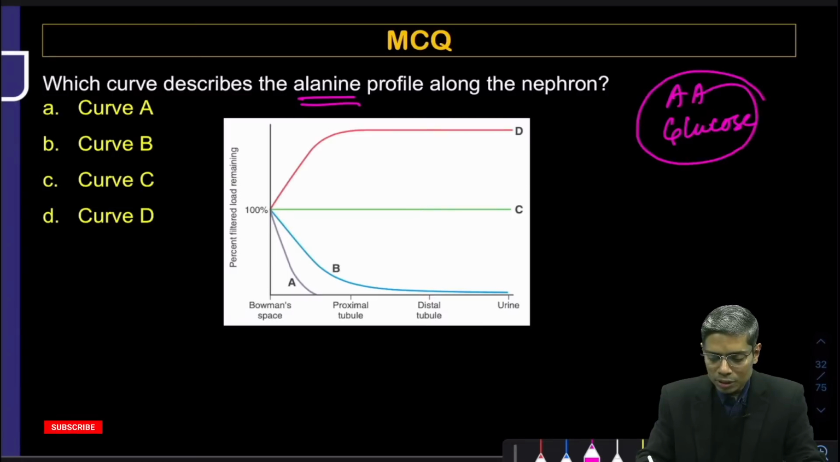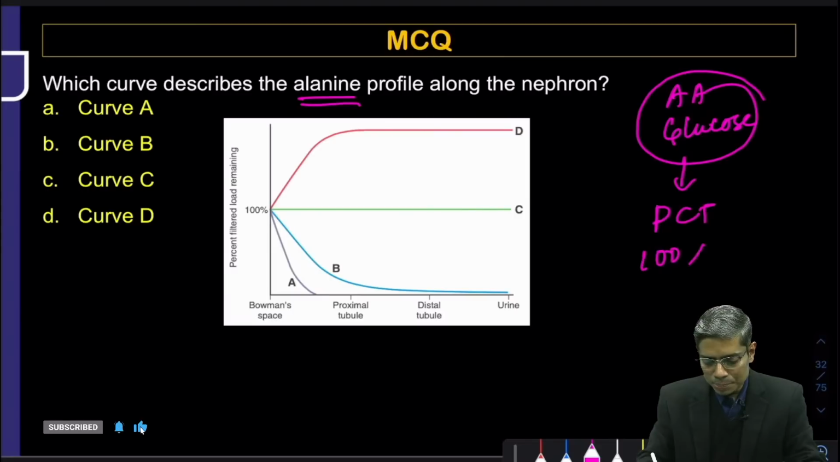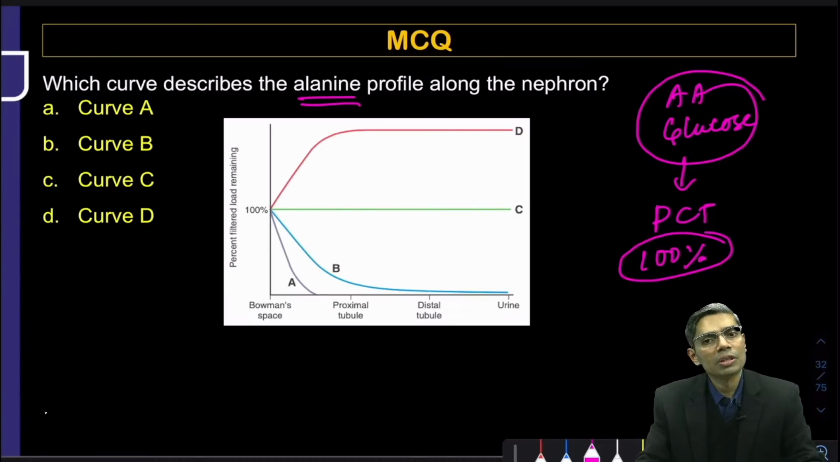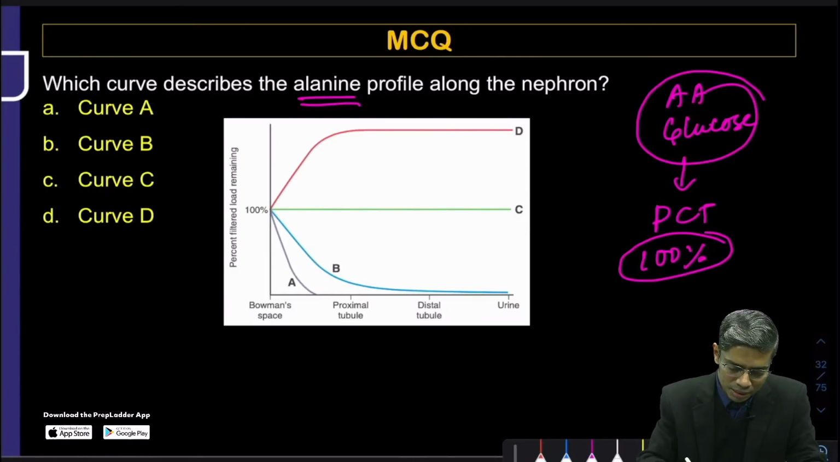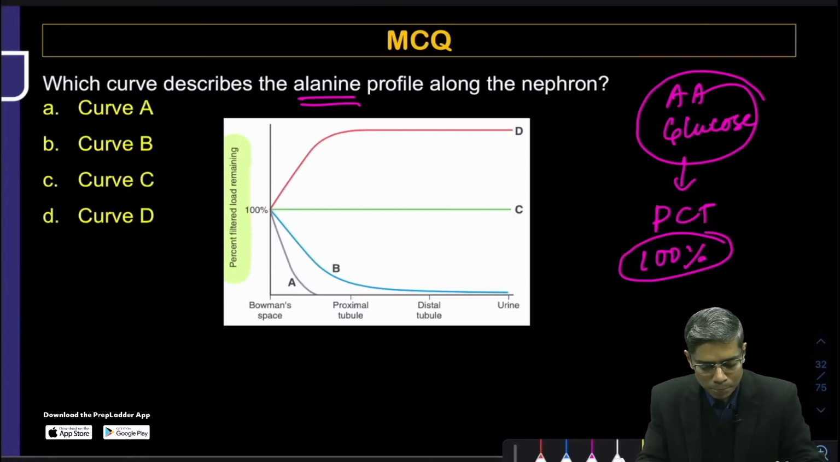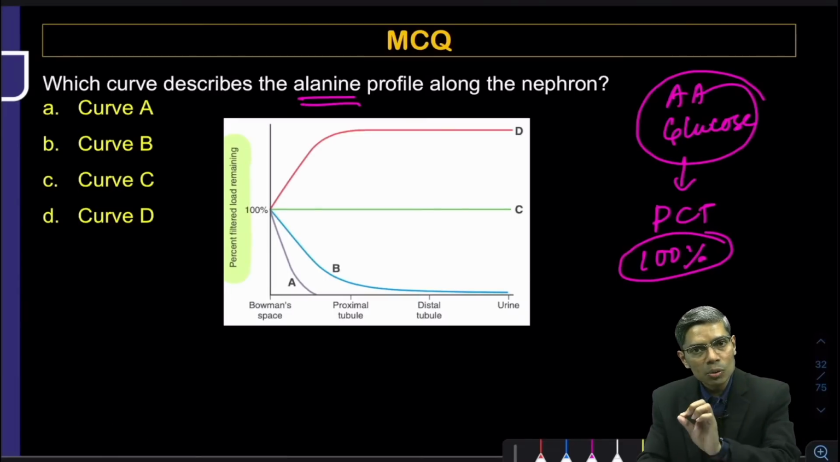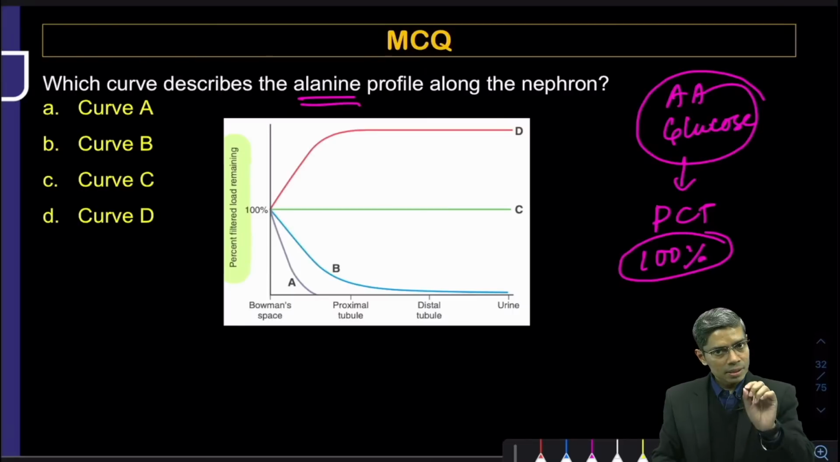All of them will be completely absorbed at the level of PCT. At the level of PCT, 100% reabsorption will occur. So if you look at this curve, the y-axis is the percentage of filter load remaining in the nephron.